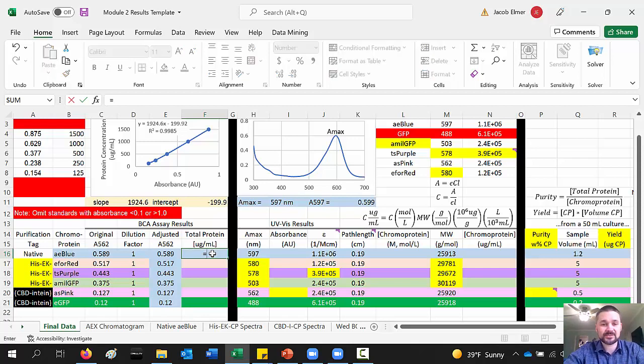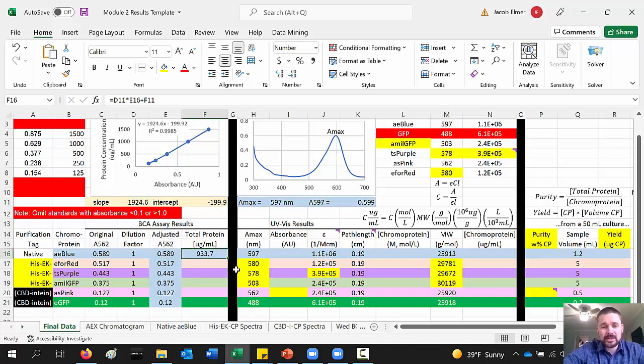into protein concentrations. So according to the equation up here, my concentration is going to be equal to this 1924.6 times x, which is my absorbance. So that's y equals mx plus b. My intercept is negative 199.9. So I type that in there, and there you go.